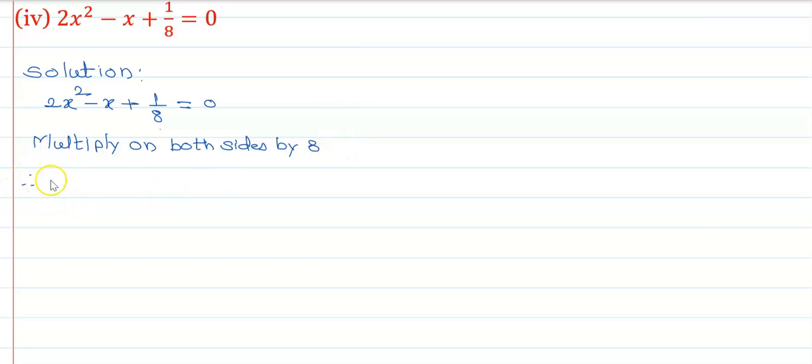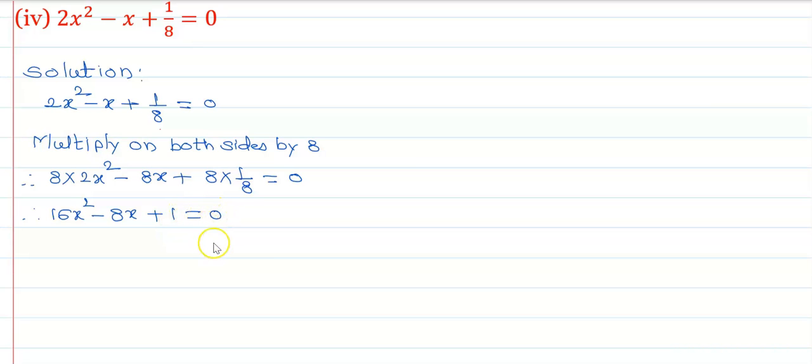Therefore, 8 into 2x square, that is multiplied to each term. Minus 8 into x, that is 8x, plus 8 into 1 upon 8, and 8 into 0, that will be 0. Multiply both sides by 8, that is multiply each term by 8. Therefore 8 into 2x square, here you will get 16x square minus 8x plus 1 is equal to 0.